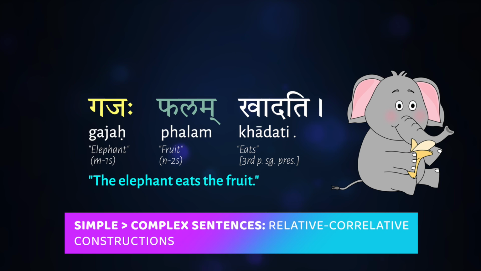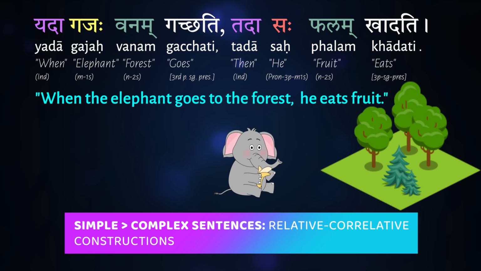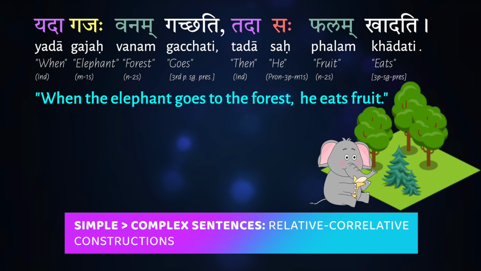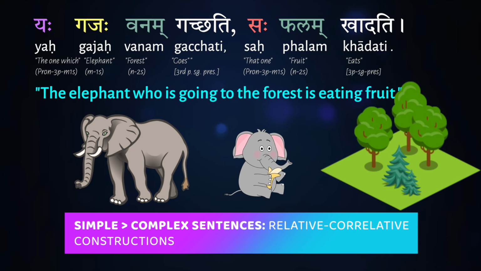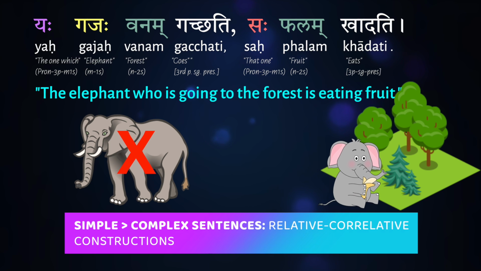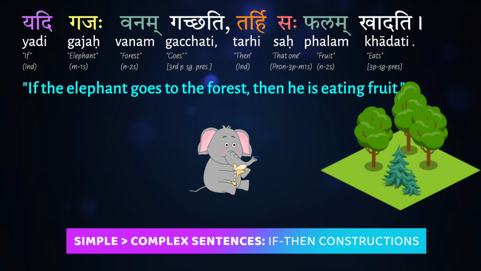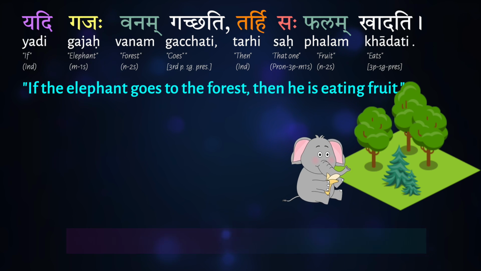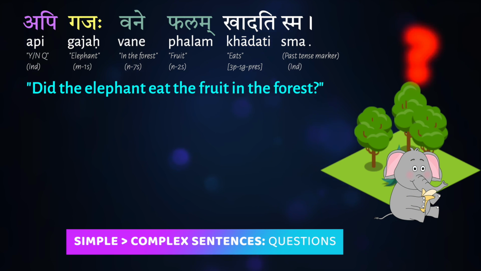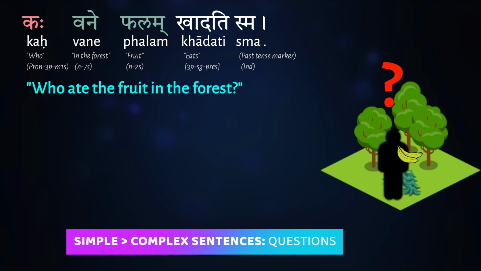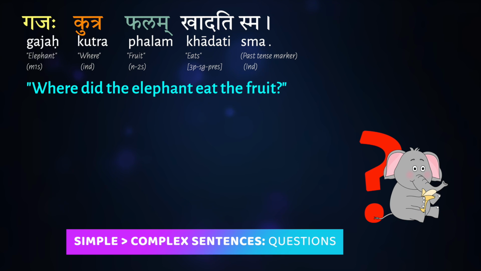And what you'll end up being able to do is take a kind of leap from being able to say just simple sentences like the elephant eats the fruit to more complicated constructions like, I don't know, whenever the elephant goes to the forest, he eats fruit. Or the elephant who is going to the forest is the one who is eating the fruit. Or if the elephant goes to the forest, then he eats the fruit. You also are going to be able to ask questions like, did the elephant eat the fruit in the forest? Or who ate the fruit in the forest? Where did the elephant eat the fruit? All kinds of things like that.